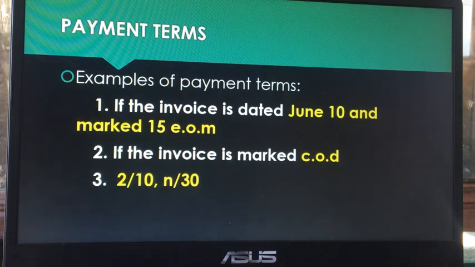Second example of payment terms. If the invoice is marked COD or cash on delivery, what does it mean? I believe you are familiar with cash on delivery. Third one is, what if the invoice is written with the payment term as 2/10 and N/30?